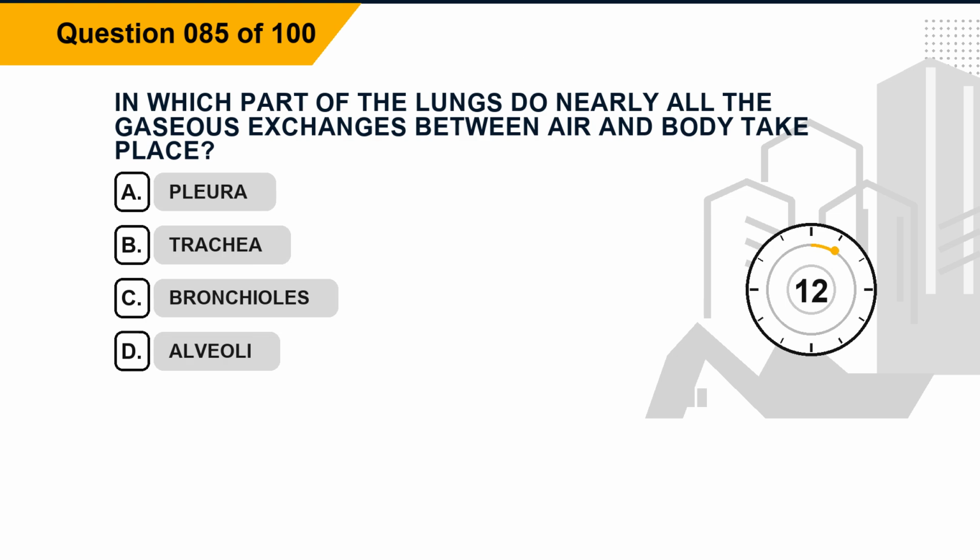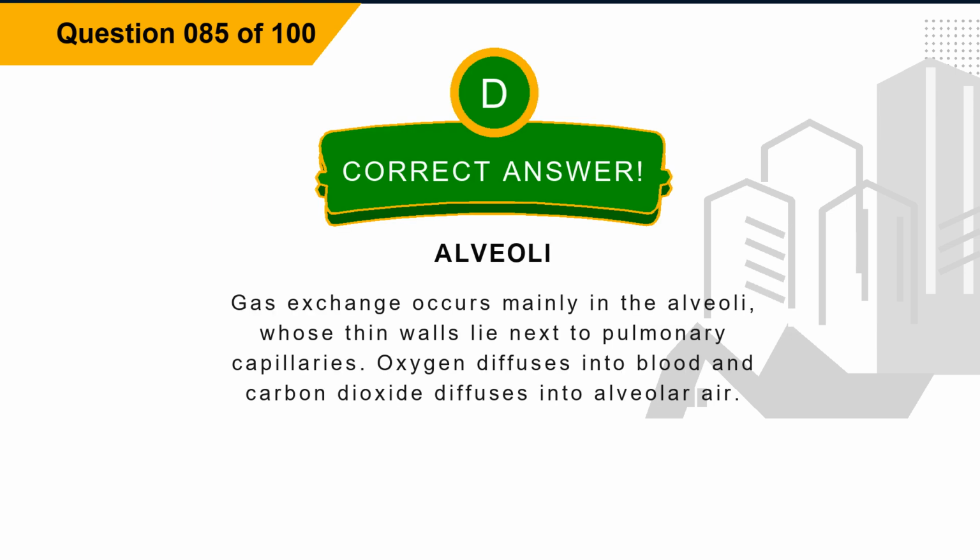Question 85. In which part of the lungs do nearly all the gaseous exchanges between air and body take place? Option A, pleura. Option B, trachea. Option C, bronchioles. Option D, alveoli. The correct answer is option D, alveoli. Explanation. Gas exchange occurs mainly in the alveoli, whose thin walls lie next to pulmonary capillaries. Oxygen diffuses into blood and carbon dioxide diffuses into alveolar air.